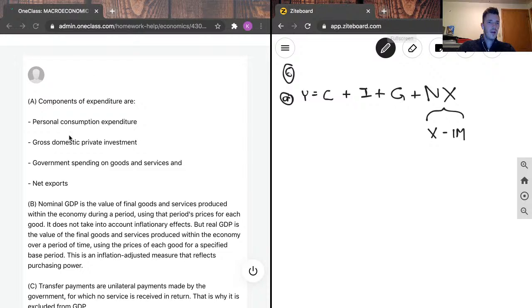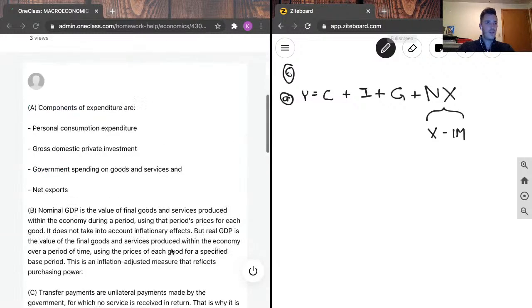Junior Tutor said components of expenditure are personal consumption expenditure, so that is C here, consumption for short. Gross domestic private investment, that is I here, investment for short. Government spending on goods and services, G, and net exports, which is made up of exports and imports. Each one of these 4 gets pretty specific. You can drill down pretty far to determine what counts as consumption, what counts as investment, etc. It can get pretty complex.